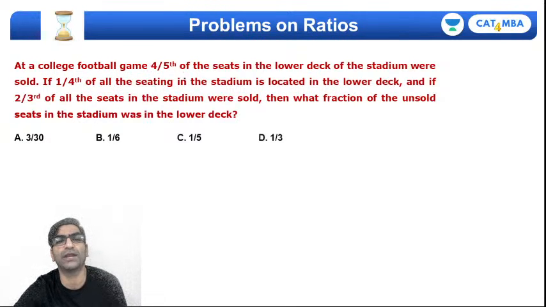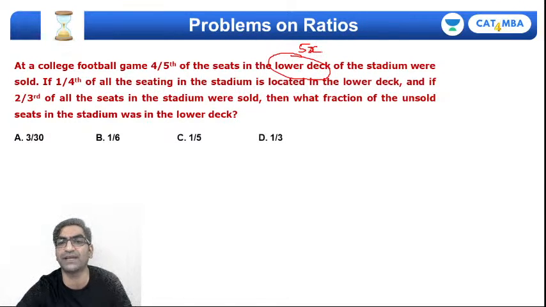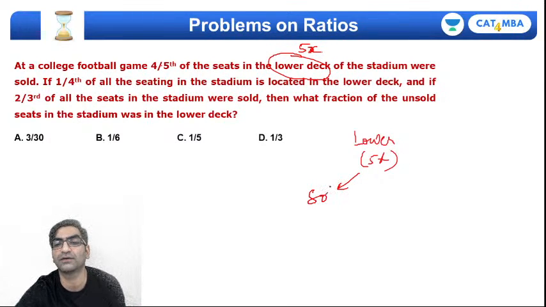In a college football game, 4/5 of the seats in the lower deck were sold, which means let's say the lower deck has 5x seats. You can make any assumption. I assume 5x because I know I'm going to multiply 5x with 4/5. So if the total number of seats in the lower deck is 5x, then the number that were sold would be 4/5 of 5x, that's 4x.